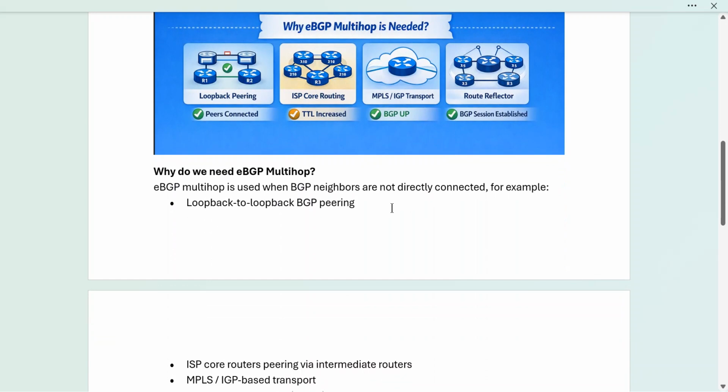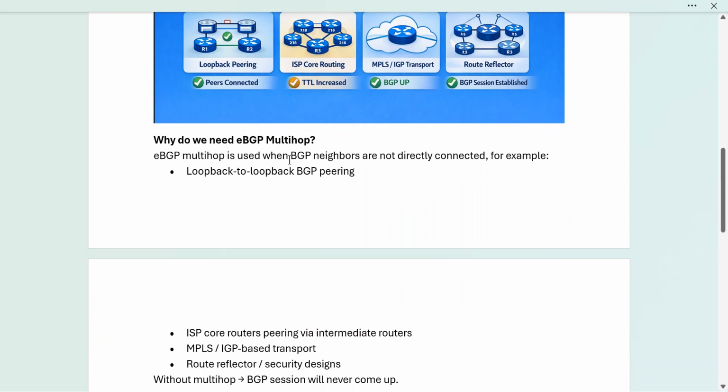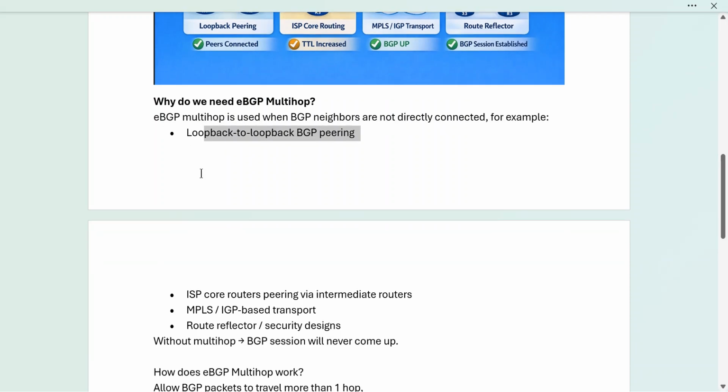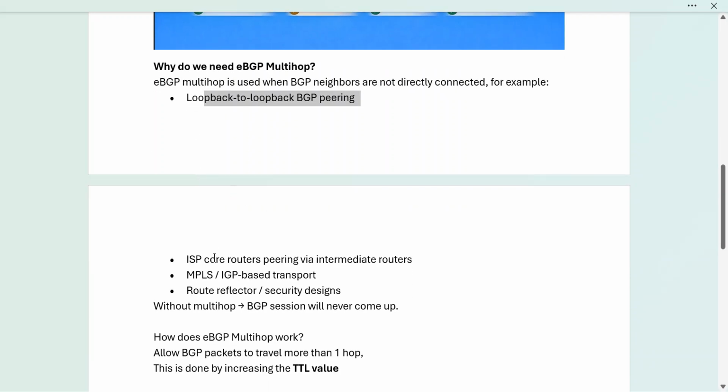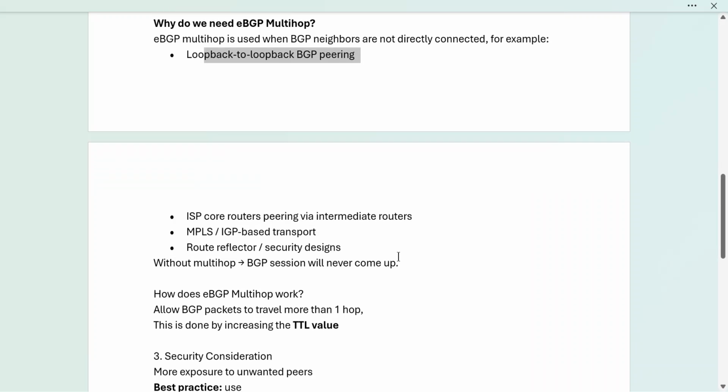Why do we need EBGP multi-hop? We already explained that, right? EBGP multi-hop is used when the routers are not directly connected. We are using only loopback IPs, loopback to loopback. We mostly use it for ISP core router peering via an intermediate router, where it is needed. In an MPLS scenario we need it, right? Without multi-hop, the BGP session will never come up.